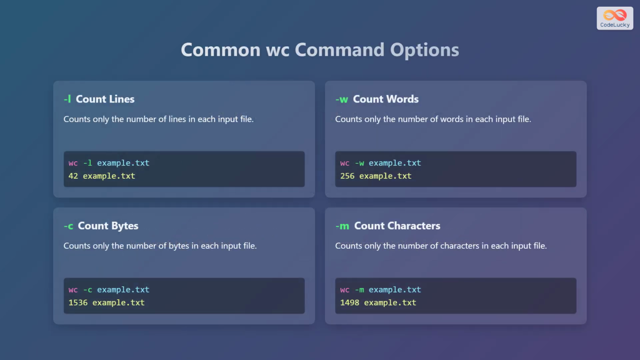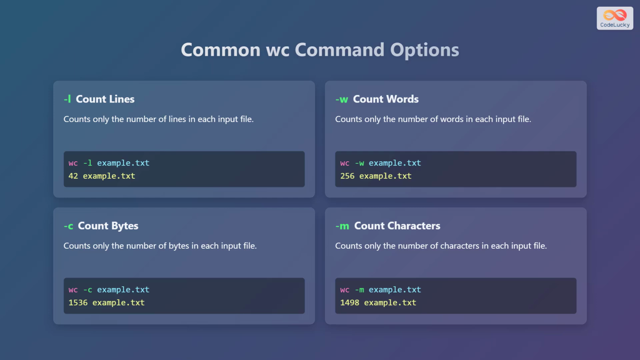Let's explore some common options for the word count command. The -l option is used to count only the number of lines in the input file. For example, running wc -l example.txt will output the number of lines in the file example.txt, followed by the file name. The -w option counts the number of words in the file. For example, wc -w example.txt will display the word count.